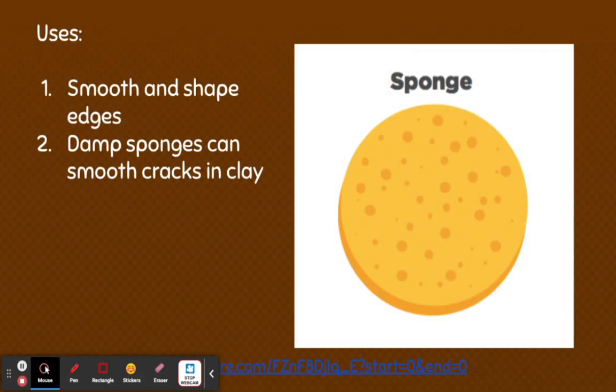Okay. The next one is a sponge. I would assume that you guys could probably all identify SpongeBob up there on a quiz. So we use it to smooth and shape. But the big one is that we use a damp sponge to smooth cracks in clay. So if you start to notice that your clay is drying out too quickly, you can use a damp sponge and re-wet it so it's workable. Okay, so those are the tools that we're going to be working with. There are some specialty tools that we'll talk more about, but those are the ones that I'm going to assess you on, or that you should know by the time you leave 7th grade.